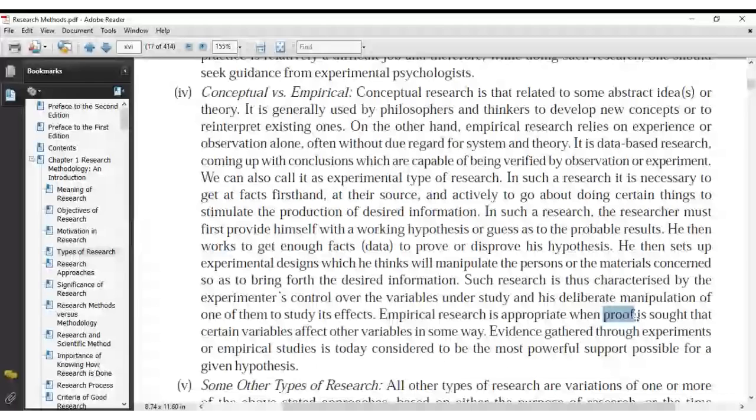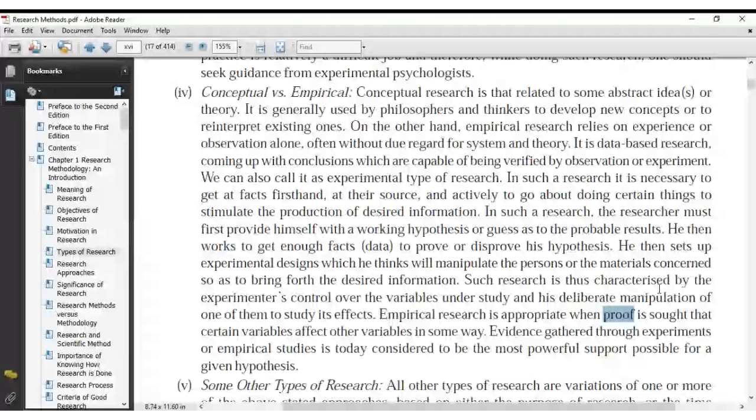But conceptual research does not have a definite conclusion. Why? Because it is based on philosophical thoughts. There is no scientific proof. This normally applies so much to religious topics and other philosophical thoughts.